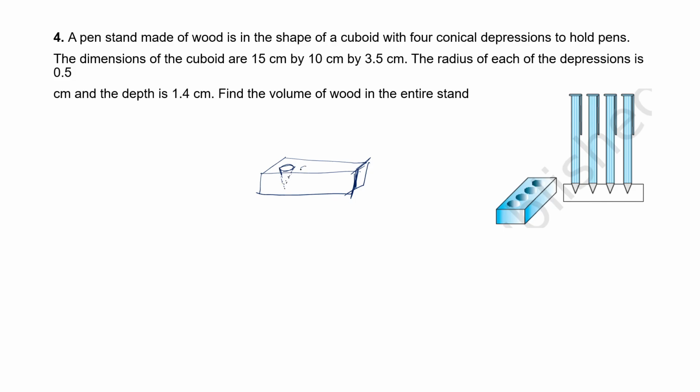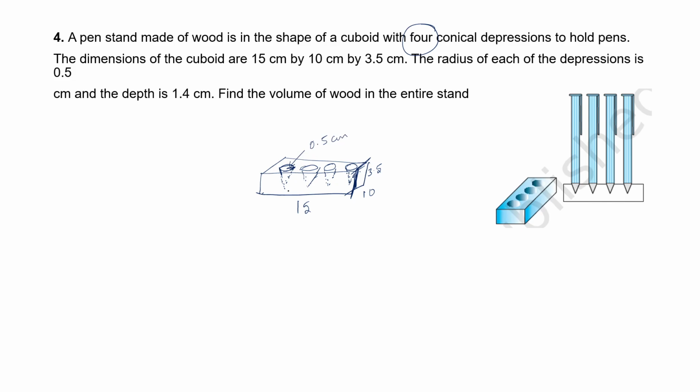So what is the shape of the depression? It is the shape of a cone. Okay, like that. How many depressions are made? They are saying 4 depressions are made. And the cuboid's dimensions are length, breadth, height: 15 centimeter length, 10 centimeter breadth, and height is 3.5 centimeter. And the depression radius is given. This is 0.5 centimeter.